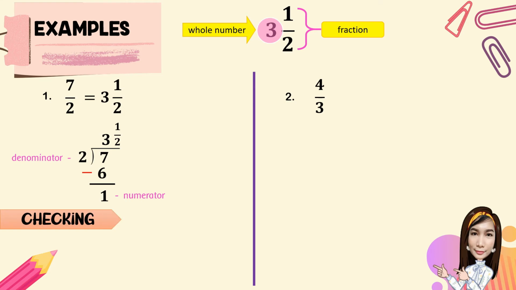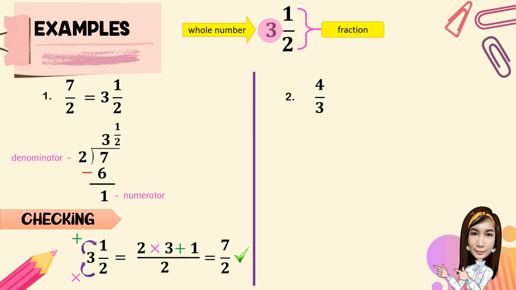Now to check, we have the mixed number 3 and 1/2. All you have to do is multiply the denominator 2 times the whole number 3. So we have 2 times 3. Then add to the numerator 1. So we have plus 1. Then copy the denominator 2. So 2 times 3 equals 6 plus 1. We have 7 over 2. So we got it correct.